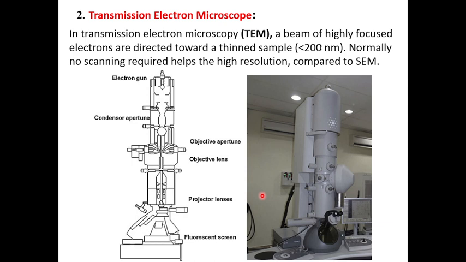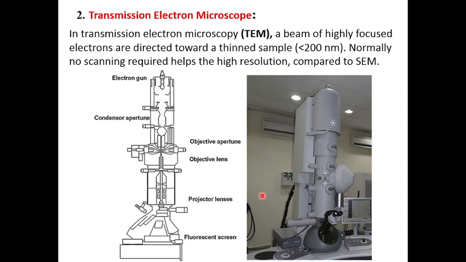to achieve the resolution. In SEM, what happens? The entire sample has to be scanned by the electron gun, but here no scanning is required. Only the rays that can pass through the thin film are used. So this is the technique used in the TEM. That is why it's called the transmission electron microscope.